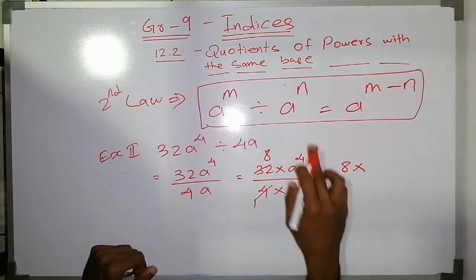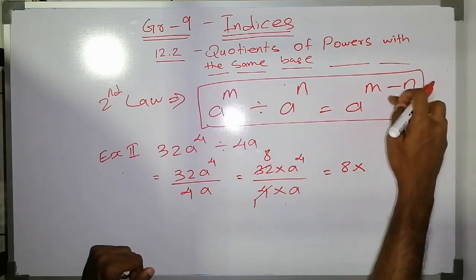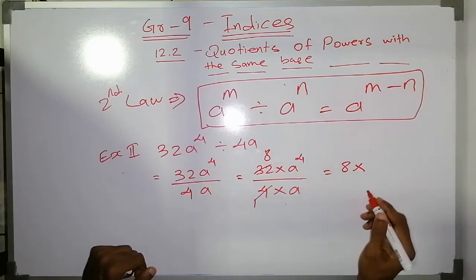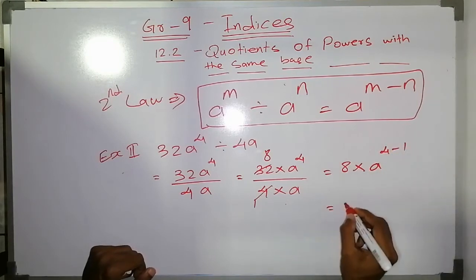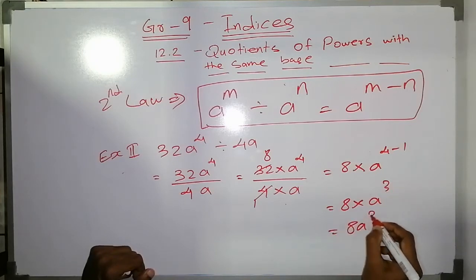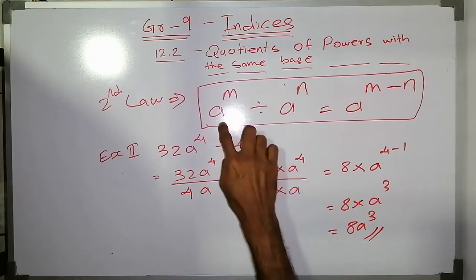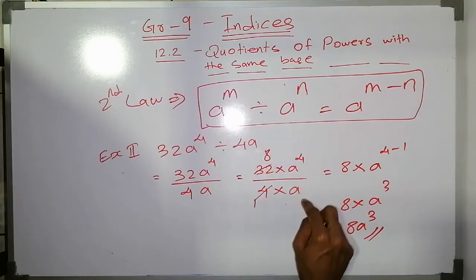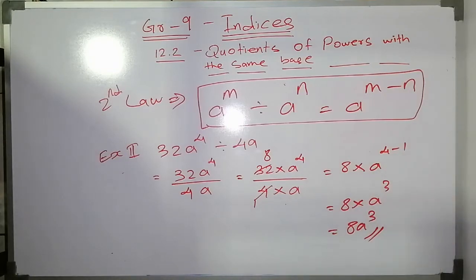So division. Same base division. The law says we should subtract the index. So a to the power 4 minus 1. So it means 8 into a to the power 3. So 8a cube is your answer. Okay, that is our law. With the same base division, we should subtract the index.